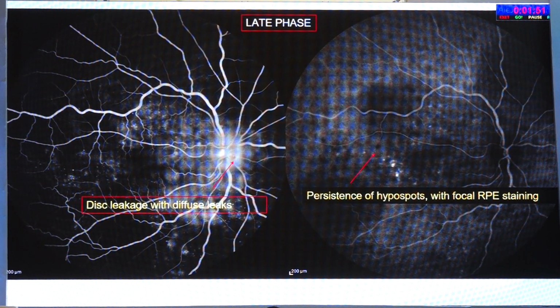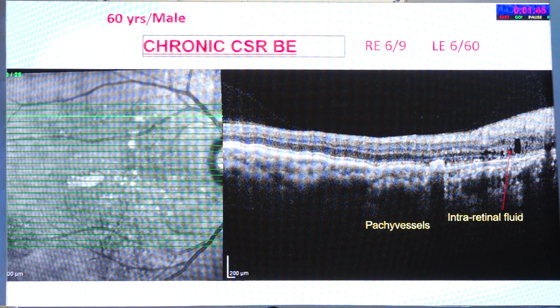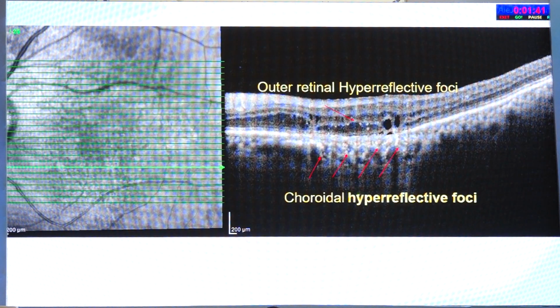It is not a fibrinous CSC. This is a variant. This is a mimicker. You have a Harada's variant of VKH choroiditis. So it has to be differentiated when you have chronic CSC with choroidal hyperreflective foci and outer retinal hyperreflective foci. And this case, this is a variant of CSC.